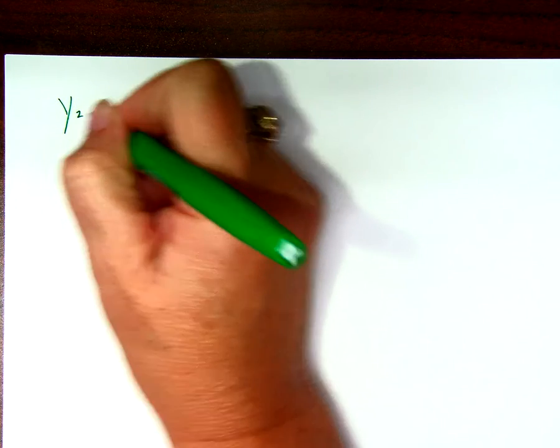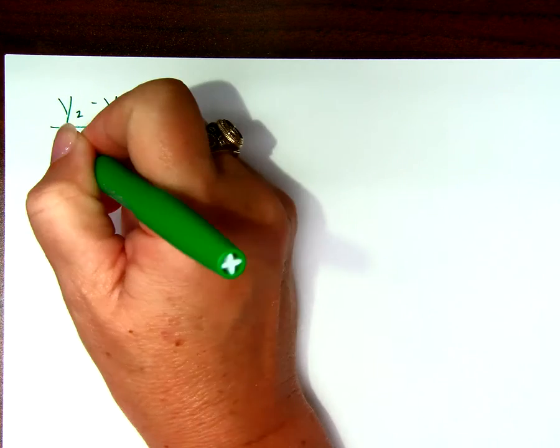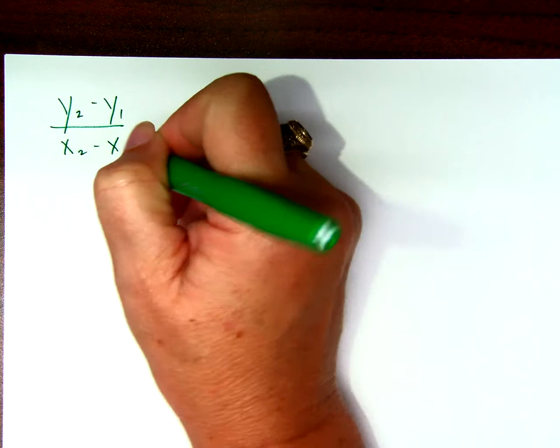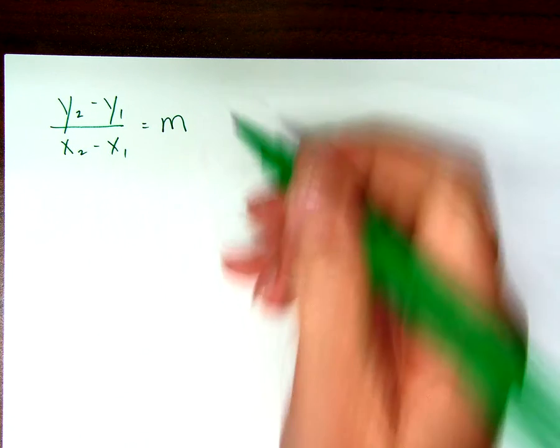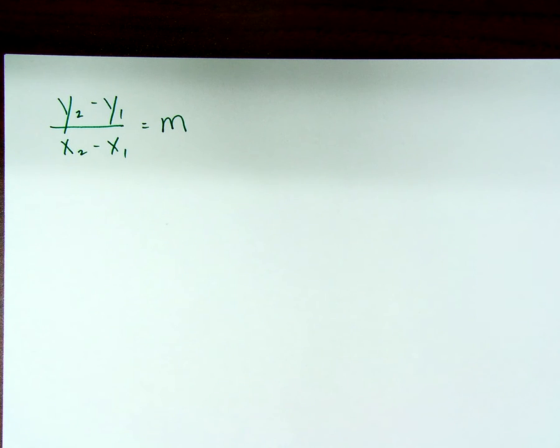If you have 2 points, can you find the slope of a line? Yes. Can you tell me 2 ways to do that? Y2 minus Y1. Okay, so first of all, the formula, right? Y2 minus Y1 over X2 minus X1. That's the formula for slope. The variable we typically use for slope is m.